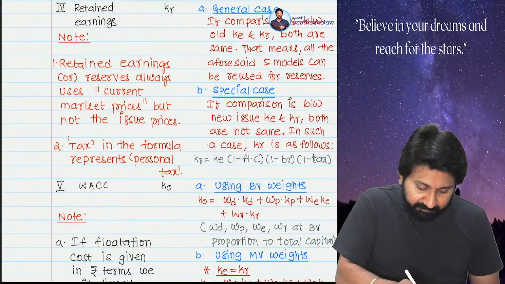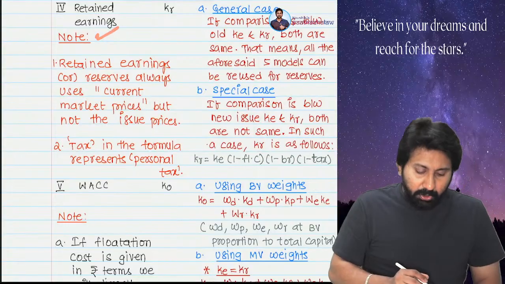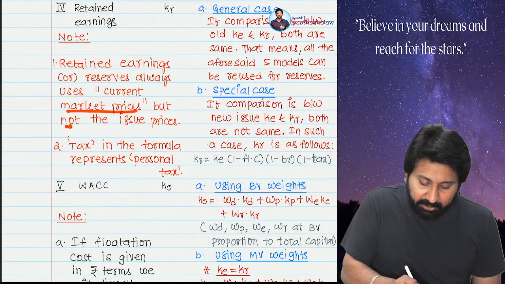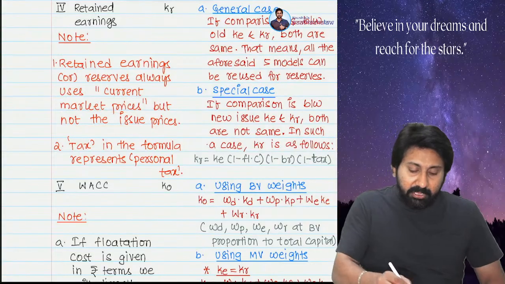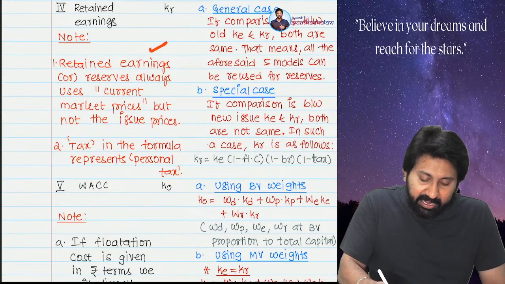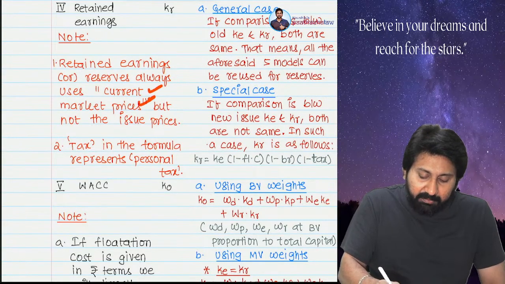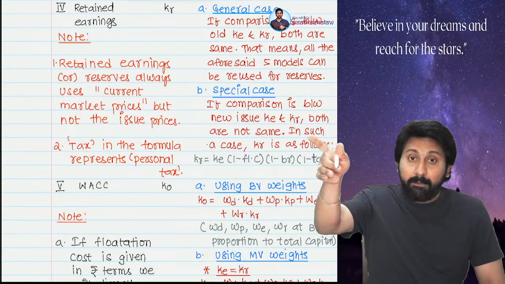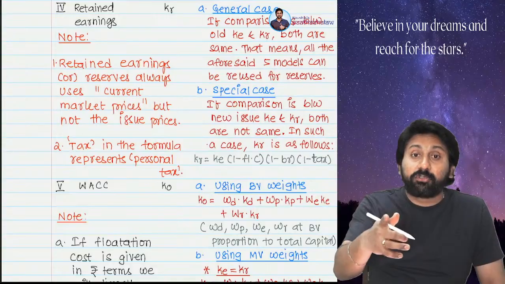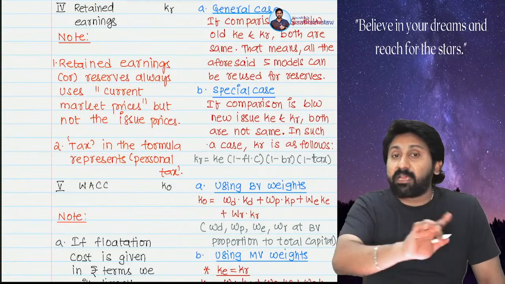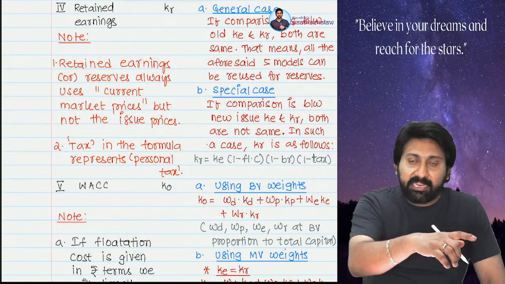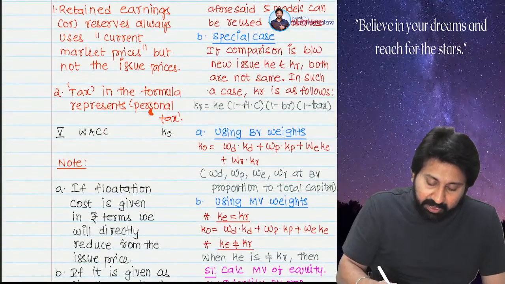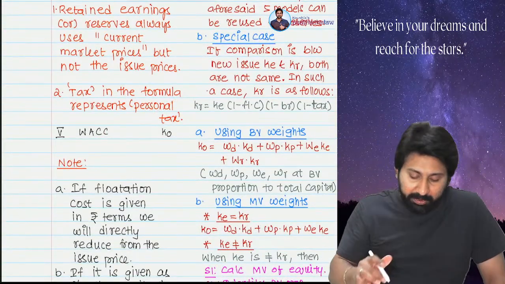Okay, that's enough. So, note: cost of retained earnings and reserves uses current market prices but not the issue prices. I repeat one more time: retained earnings or reserves always use current market prices but not the issue prices, because reserves relate to the market price. A new issue will take the issue price. Reserves are not on an issue basis; they are already there in the company. Therefore, market price will relate to them. Tax in the formula represents personal tax, not corporate tax.